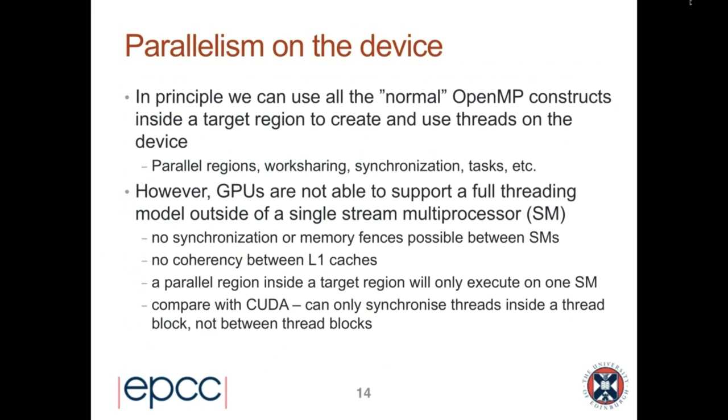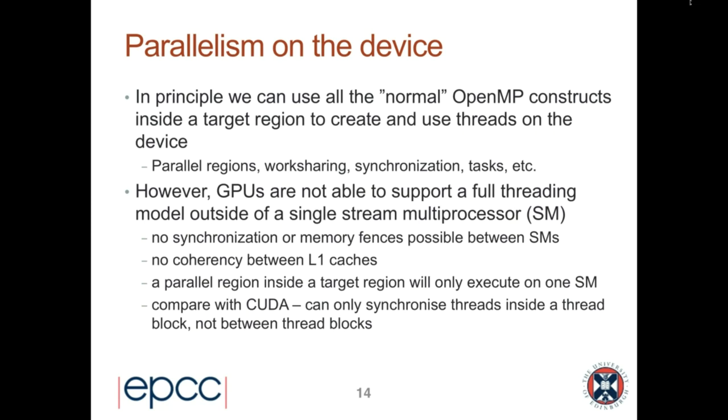GPUs are not able to support a full threading model outside of a single stream multiprocessor. So a GPU consists of many single stream multiprocessors, each of which can run multiple threads. Why is that? Well, because essentially you have no mechanisms for synchronizing or doing memory fences between SMs. Each SM has its own level one cache, and there is no coherency between them.